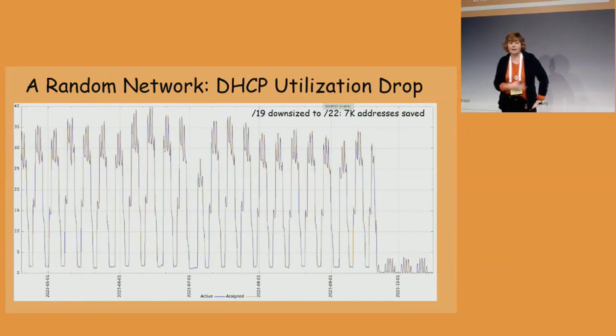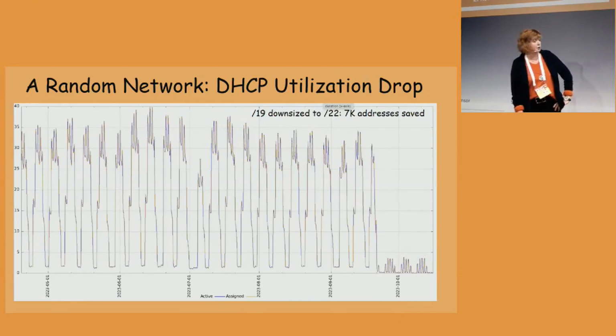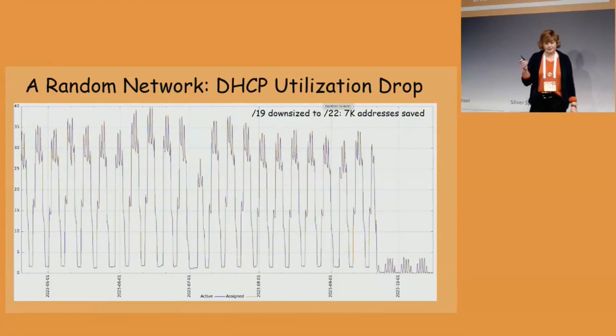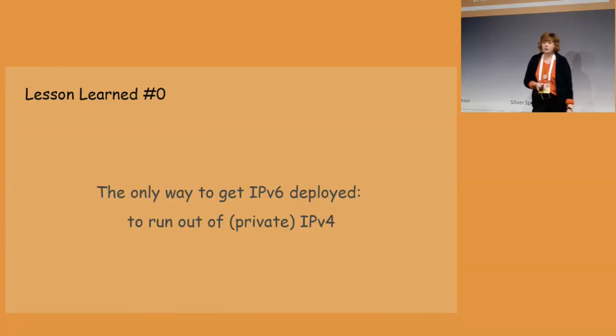Obviously I would not be able to downsize this before, because if I just made it a /20, it would be 80% utilization, much higher than the acceptable threshold. So after we did that, you see it dropped below 5%. So I just downsized it to a /22, got 7K addresses back instantly. I'm very satisfied. So, lessons learned.